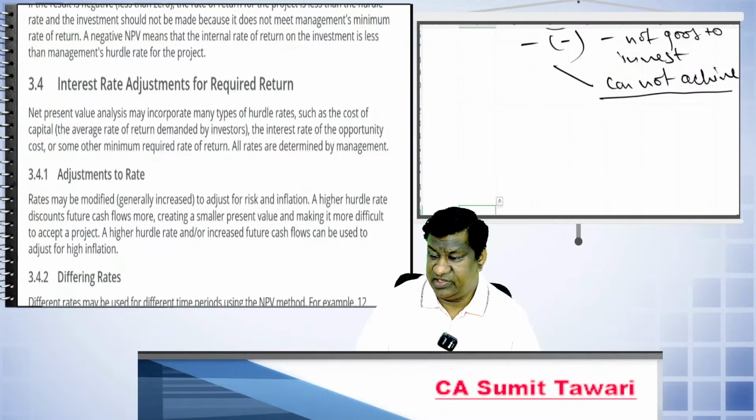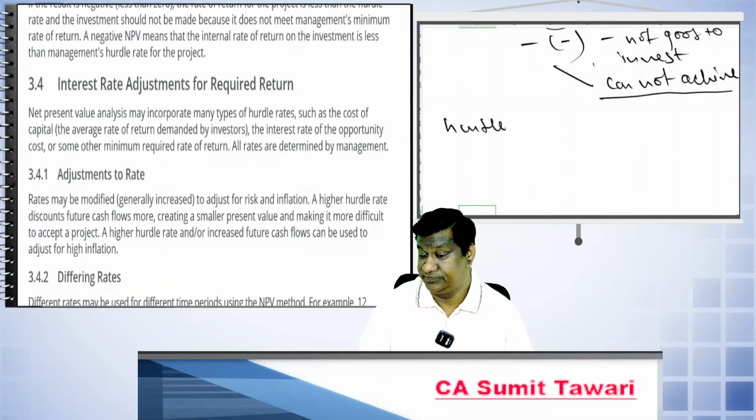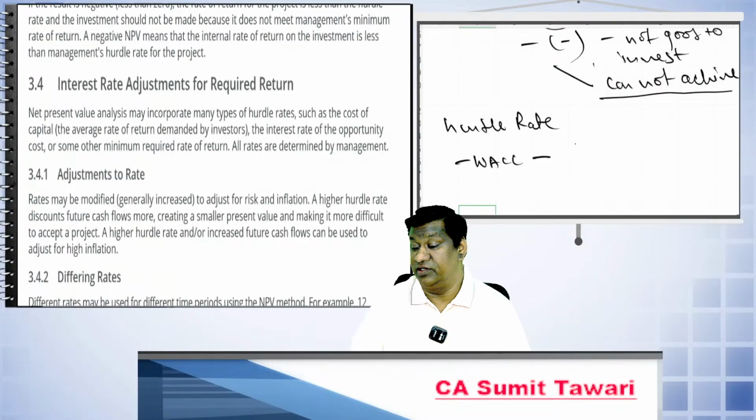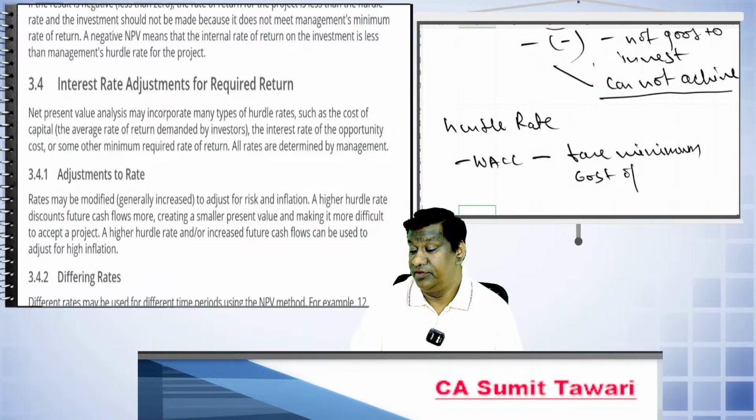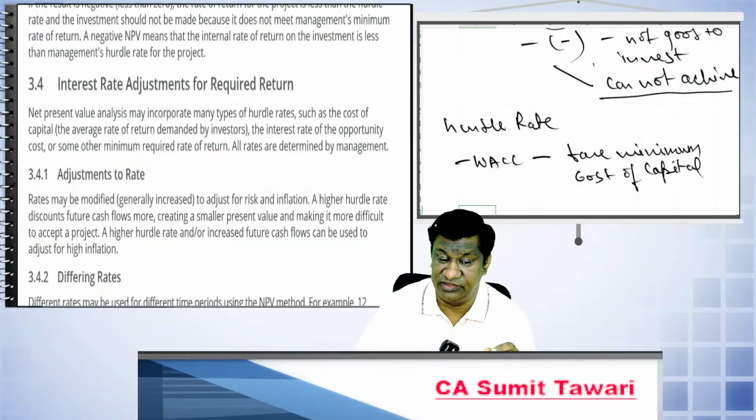So, if I understand that it is negative, first I will go with what we consider while calculating the hurdle rate. With WACC, weighted average cost of capital, it is basically the bare minimum cost of capital. Investors need that much, shareholders need that much return, and interest we need to pay because it is a committed one. So it is a bare minimum cost of capital.